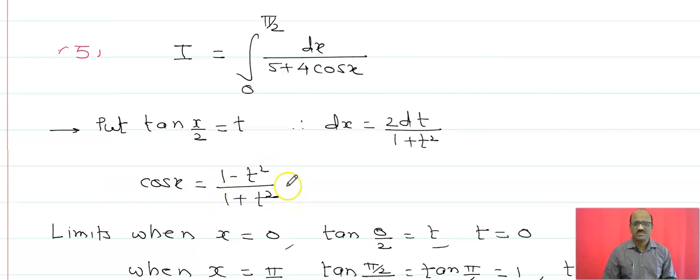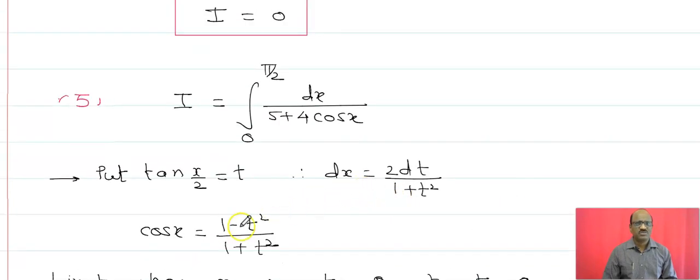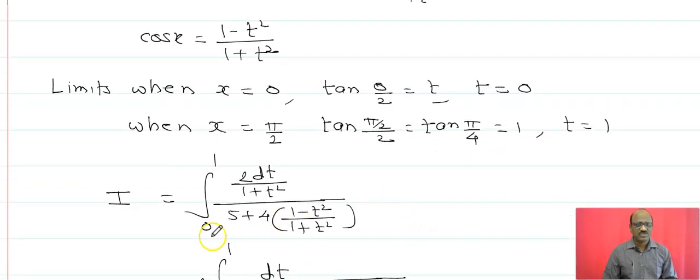Now we'll change the limit. When x is equals to 0, tan 0 is 0, therefore t is equals to 0. When x is equals to pi by 2, you will get tan of pi by 2 upon 2, that is tan of pi by 4. What's the value of tan of pi by 4? It is 1. T is equals to 1. Therefore, our new integral will become like this: lower limit is 0, upper limit is 1.